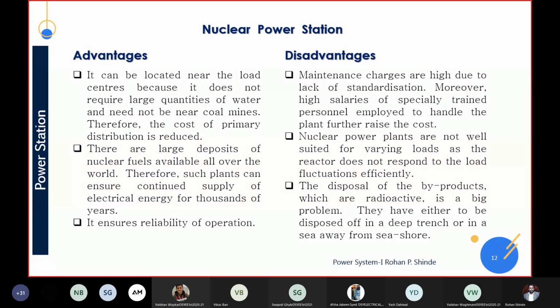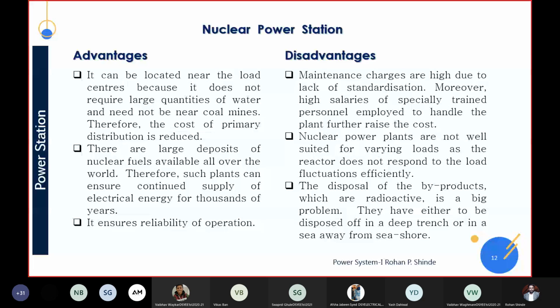So they have either to be disposed of in a deep drain or in a seaway from a seashore. That means here byproduct is a radioactive material, right? This radioactive material can produce radioactive pollution. Okay, and there is also one another problem, that is we have to dispose this radioactive element. So this is a big task or big problem, right?